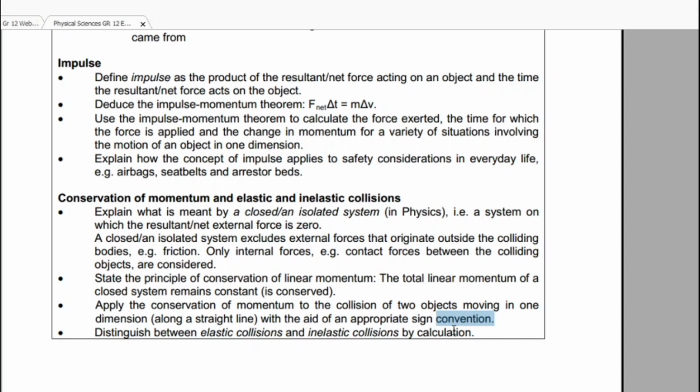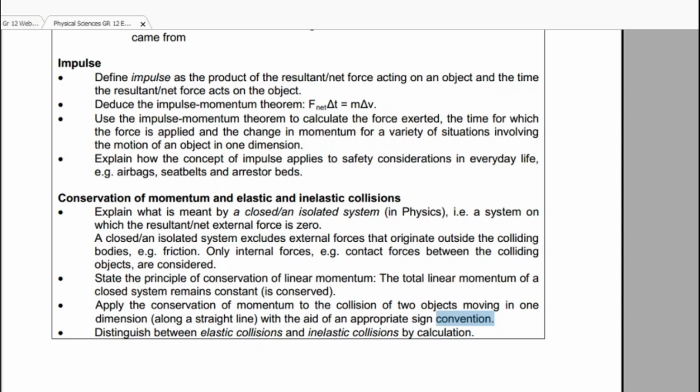Remember also that kinetic energy is the energy that is related to an object's motion, right? If you think about kinetic energy, think about energy due to an object's motion. Kinetic energy has to do with motion, right? The definition is clear.